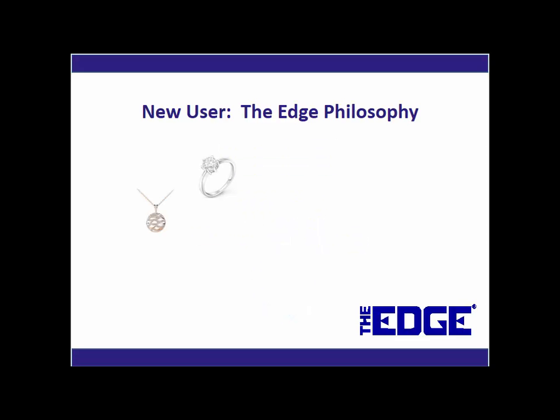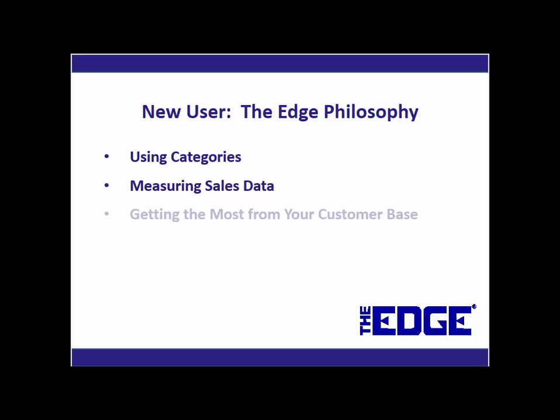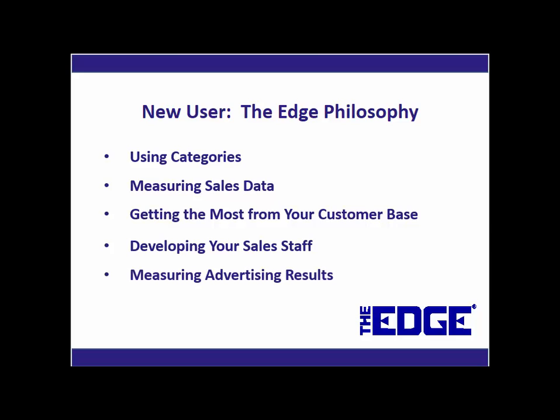The Edge was designed to be a management tool for independent retail jewelers from the ground up. We know that quality metrics are essential to making sound business decisions. The Edge analyzes data in 4 critical areas of retail: inventory, customers, staff, and advertising. Using the tools in this video will result in better overall performance of your business. We'll cover using categories, measuring sales data, getting the most from your customer base, developing your staff, measuring advertising results.